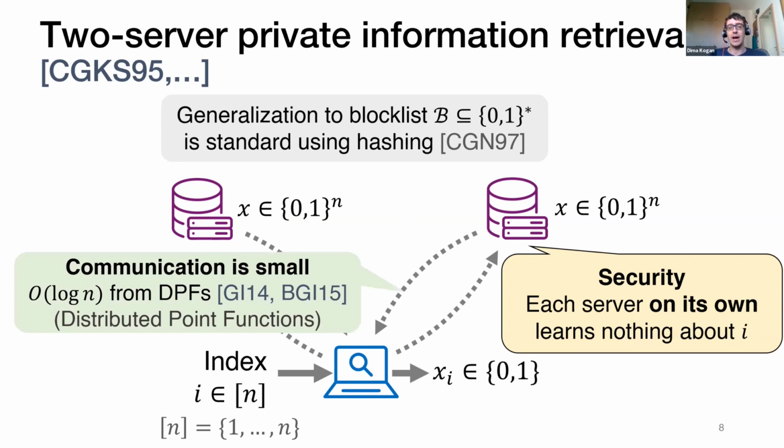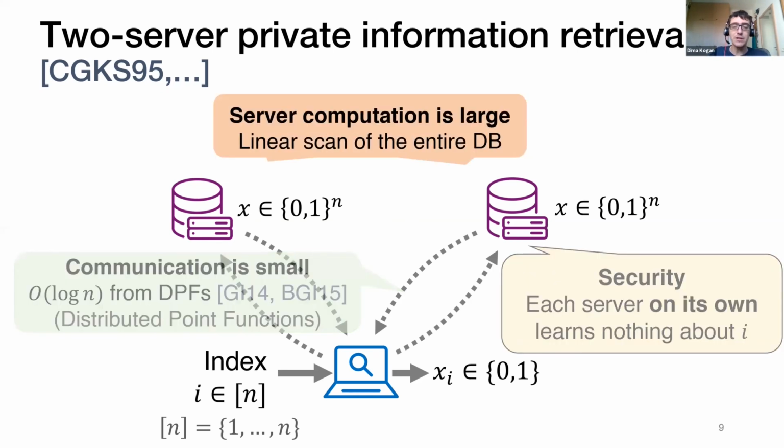And today we have very efficient private information retrieval protocols in terms of their communication. In particular, you can get something like order log n of communication, where n is the size of the database. And the main tool these state-of-the-art PIR protocols use is distributed point functions. However, there's one caveat in standard PIR protocols, namely, in all those protocols that we've developed over the years, the server computation is very large.